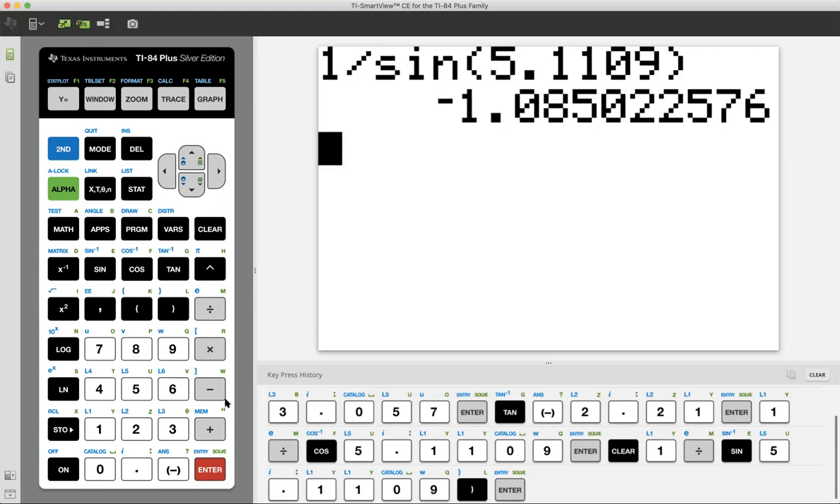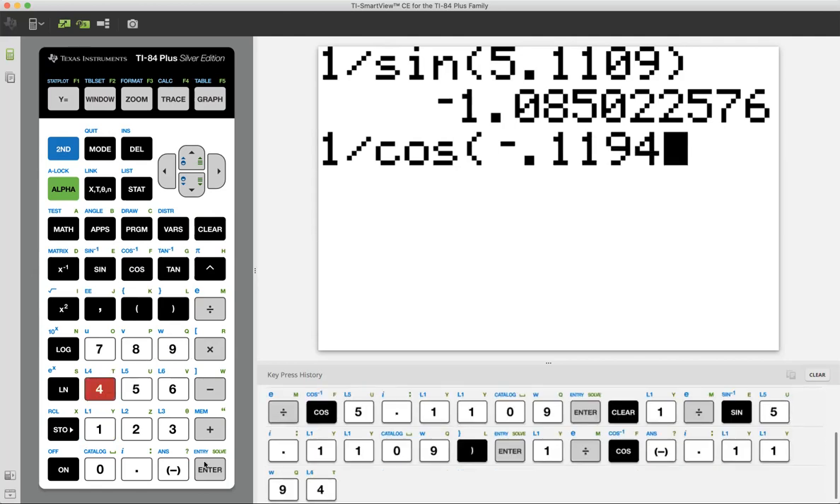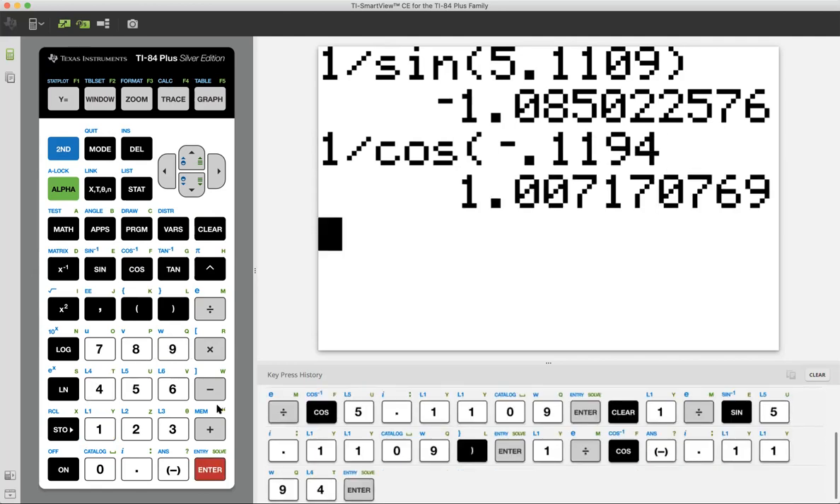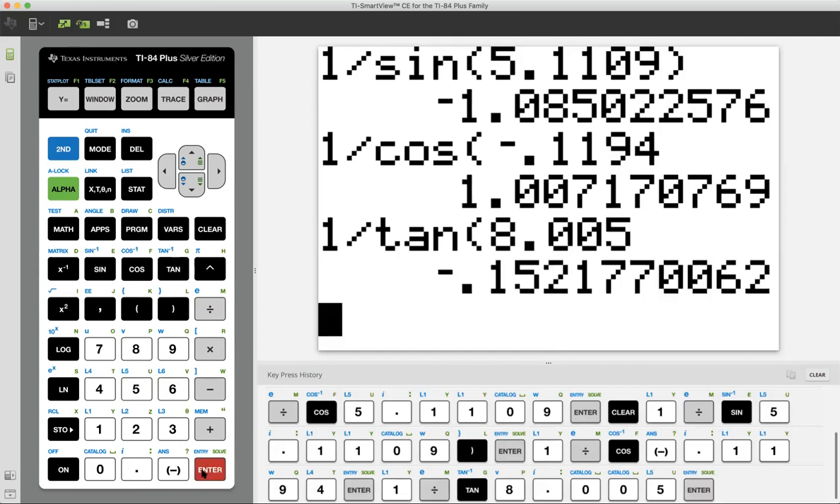Okay. How about secant? 1 divided by, and that's the reciprocal of the cosine. It has a negative angle, so make sure to use that negative key, not the minus sign. And then that works for this. Okay, 1.007. Awesome. And then finally, we've got cotangent, and that's the reciprocal of the tangent. So that's going to be another 1 divided by, and then tangent. And what have we got? 8.005. And then we got a negative number.